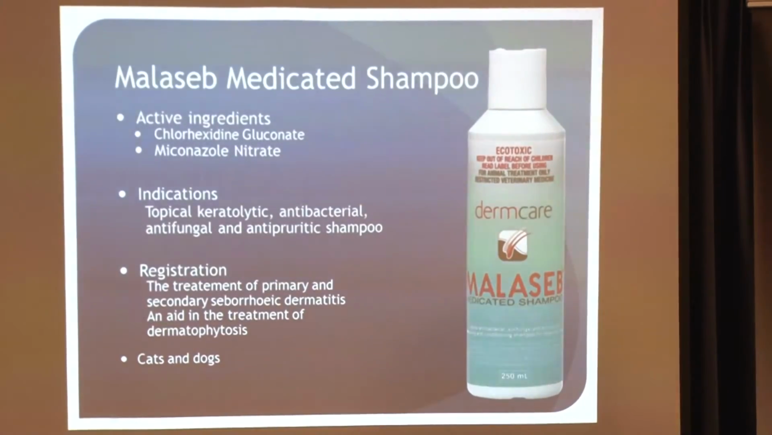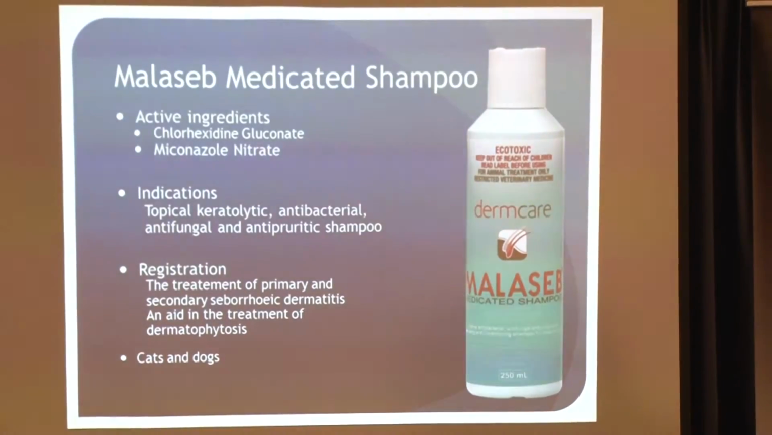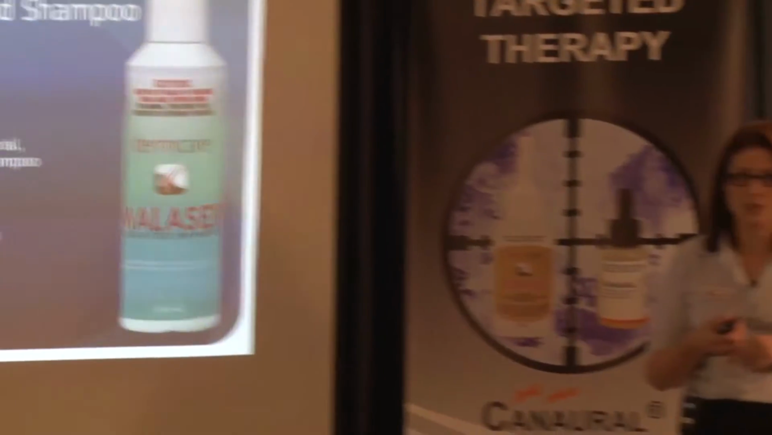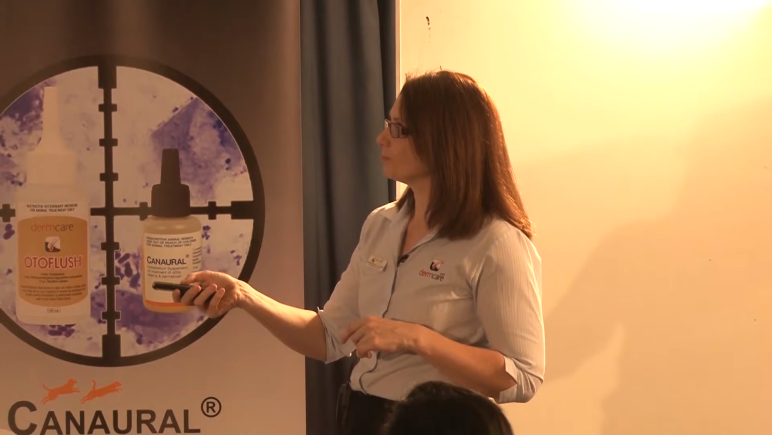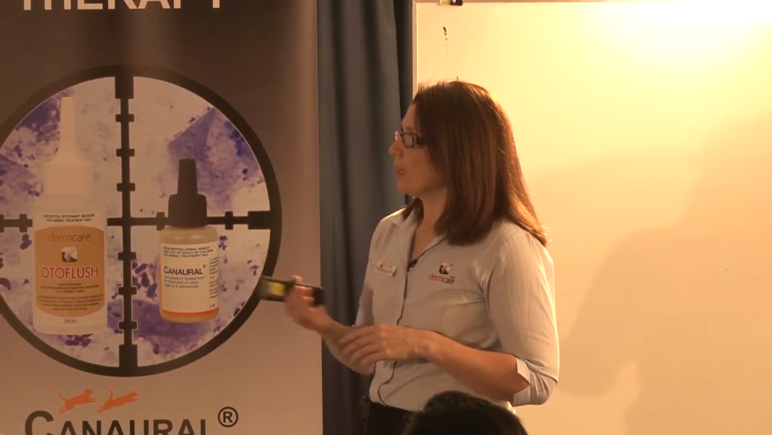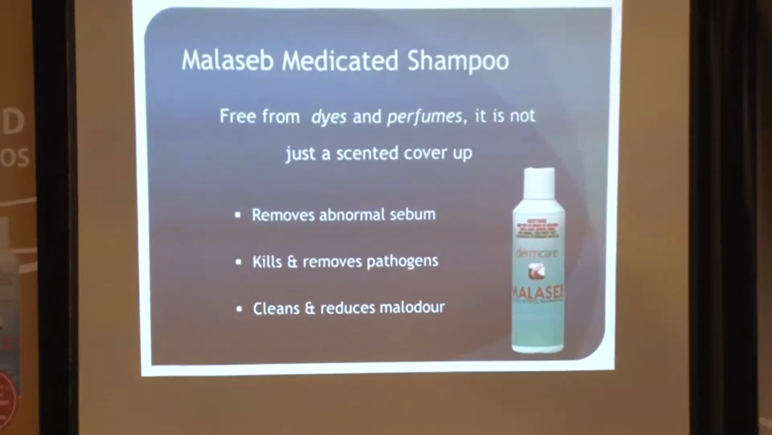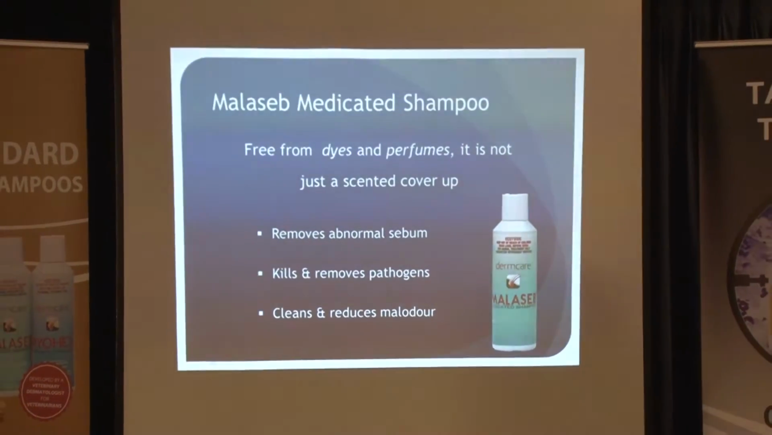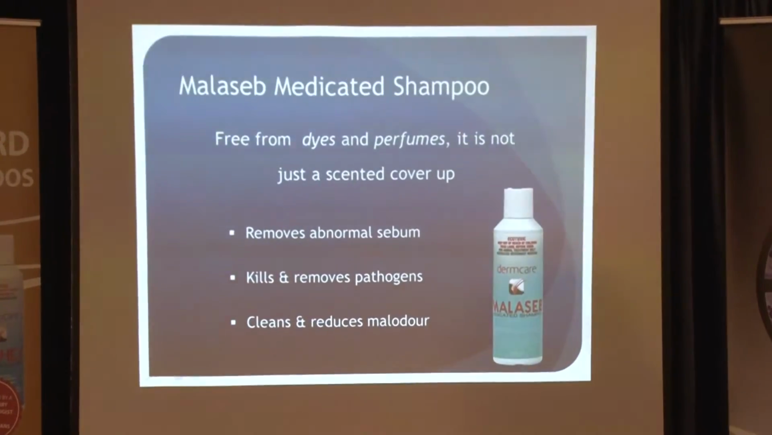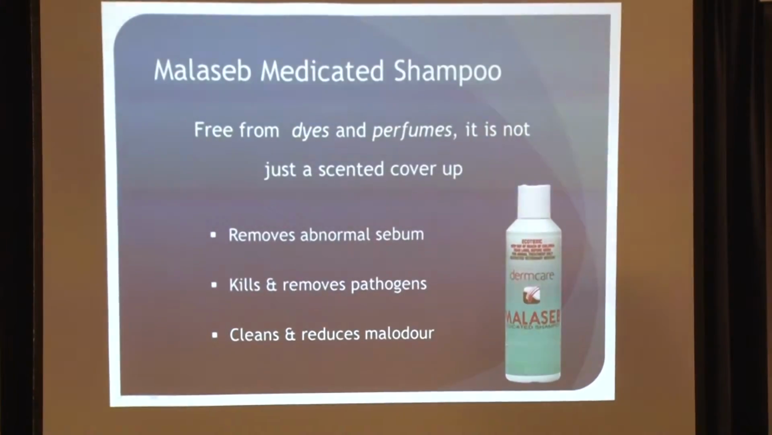So Malaseb has chlorhexidine and miconazole, and it's indicated as a topical keratolytic. It's antibacterial, antifungal and antipyretic. So it's registered for the treatment of primary and secondary seborrheic dermatitis, and it's an aid in the treatment of dermatophytosis as well, and it's registered for use in both cats and dogs. Doesn't have any dyes or perfumes. It's unscented. It doesn't cover up the smell associated with seborrheic dermatitis, but it removes abnormal sebum, kills and removes the pathogens, and cleans and reduces malodor.